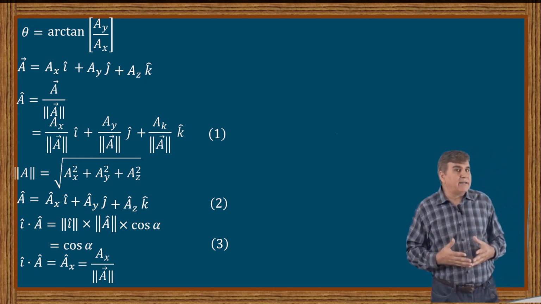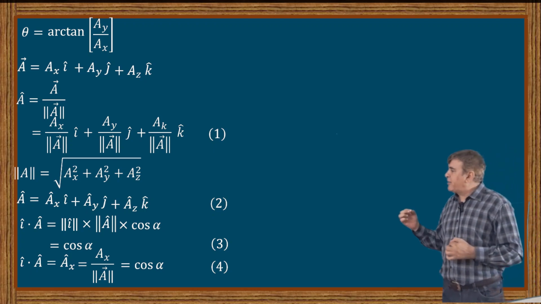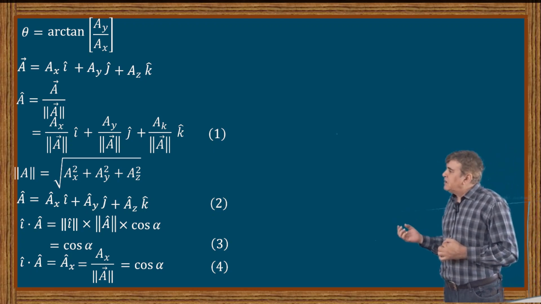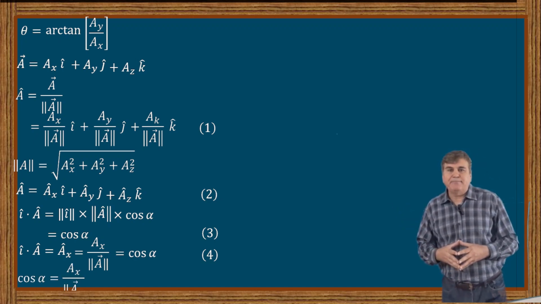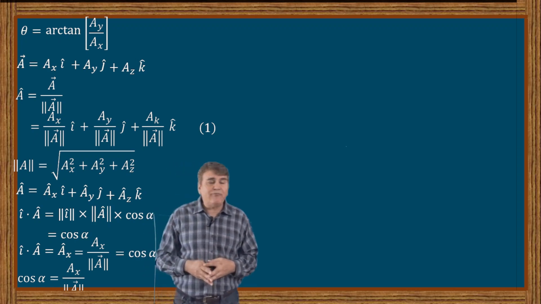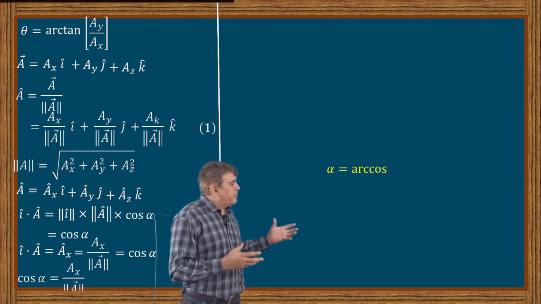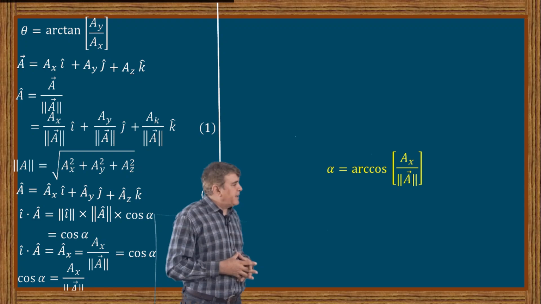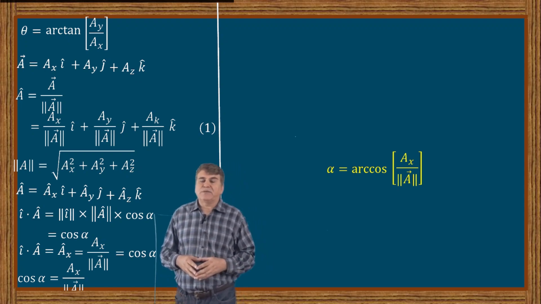So comparing equation 3 and 4, I can write cos alpha equals a sub x divided by the norm of vector A. And from this I can straight away find the angle alpha. That is, I can find angle alpha equals arc cos in the argument a sub x divided by norm of vector A, where I'm writing arc cos for cos inverse.